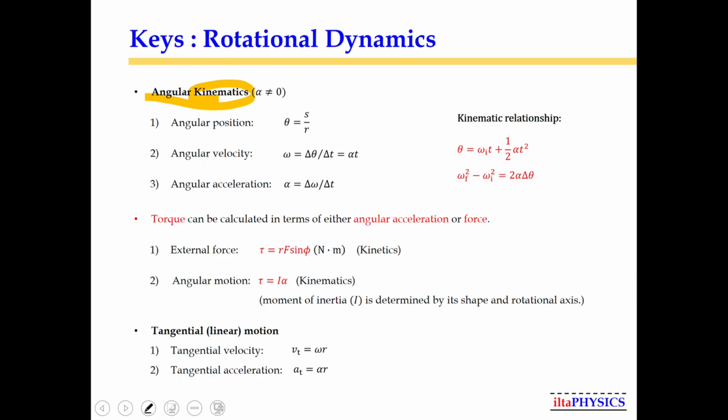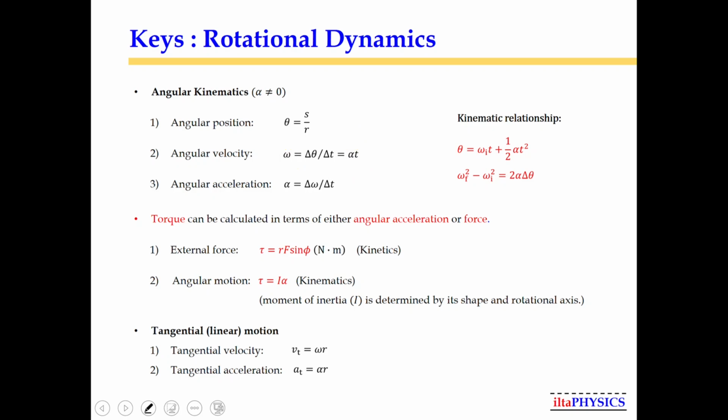First is angular position, defined as the ratio of the arc length traveled to the radius. Second is angular velocity, which is the rate of change of angular position over time. Third is angular acceleration, defined as the rate of change of angular velocity over time. And angular velocity and angular acceleration have a proportional relationship with respect to time.